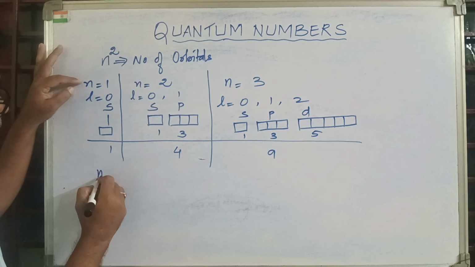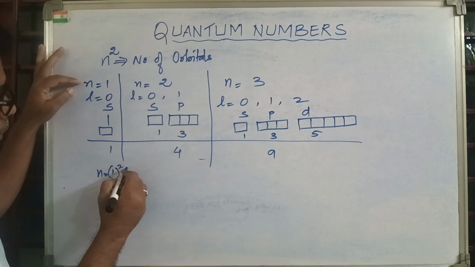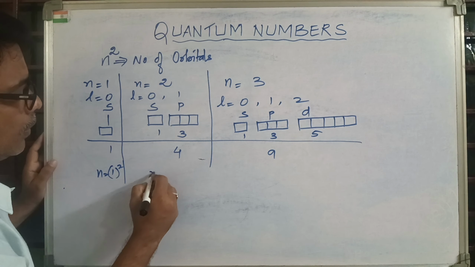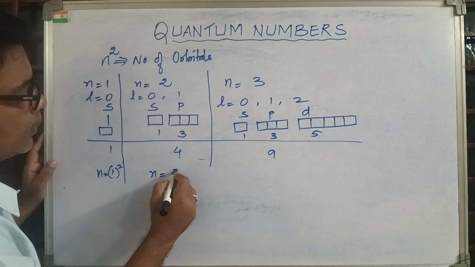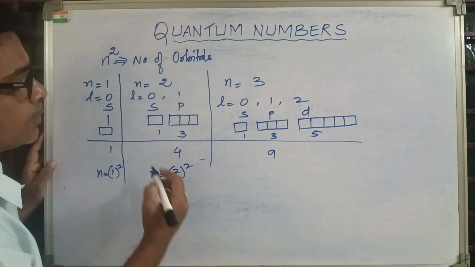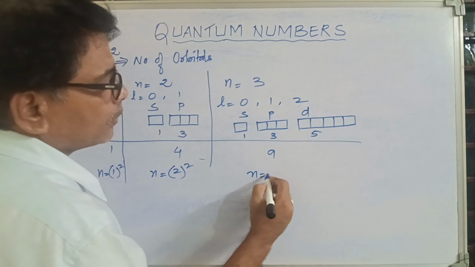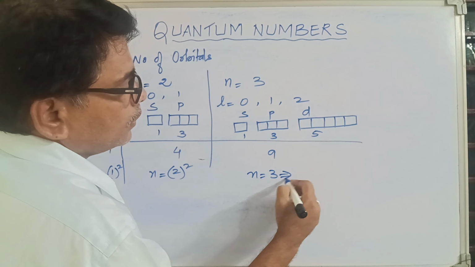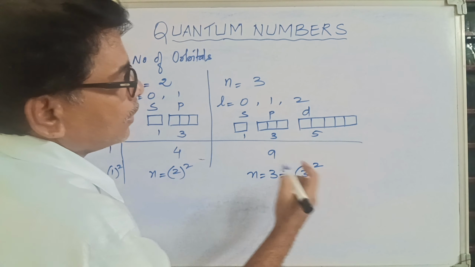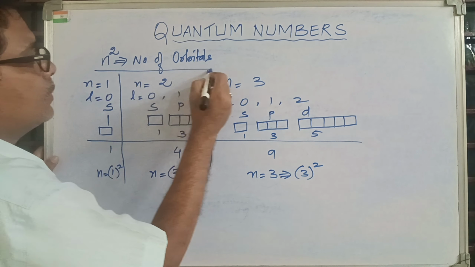Therefore, the number of orbitals is got by the formula n square. N is equal to 1, 1 square, the answer is 1. N is equal to what? Now it is 2, 2 square, your answer is 4. N is equal to what? 3. Therefore, 3 square, it is 9. This is what n square means.